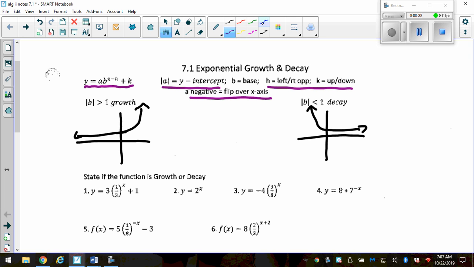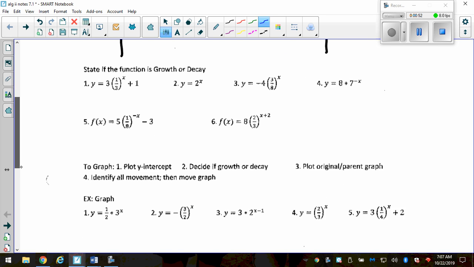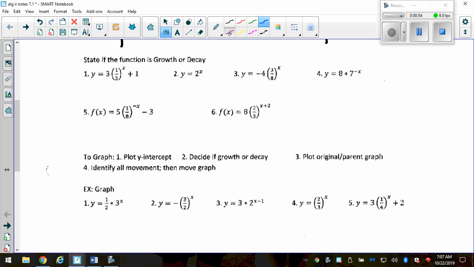So I have two pictures for you here. If you have it going up like this, it's called a growth, and that's when your B is bigger than 1. And if it's going down in this shape, that's called a decay, and that's when your B is less than 1. So we're going to practice a few down here to state if it's a growth or a decay. So the first one, since it's 1/3 to the power of x, we're going to call this a decay.